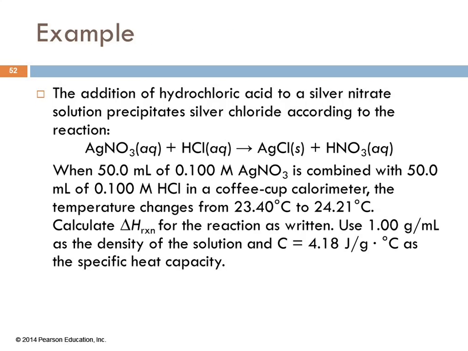So here's an example that leaves no room for doing any work. The addition of hydrochloric acid to a silver nitrate solution precipitates silver chloride according to the reaction. There it is. When 50 milliliters of 0.1 molar silver nitrate is combined with 50 milliliters of 0.1 molar HCl in a coffee cup calorimeter, the temperature changes from 23.4 to 24.21 degrees Celsius. Calculate delta H for the reaction as written. Use 1 gram per milliliter as the density of the solution, and C equal to 4.18 joules per gram degree Celsius as the specific heat capacity.